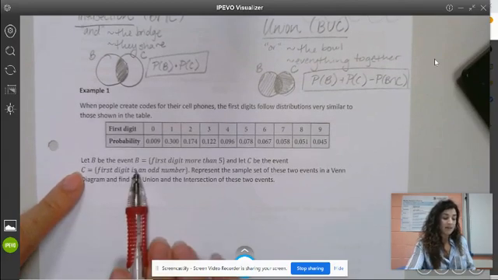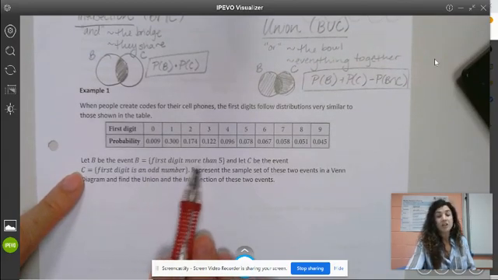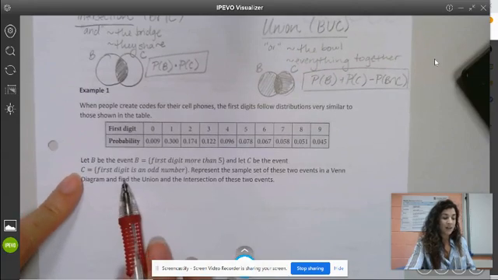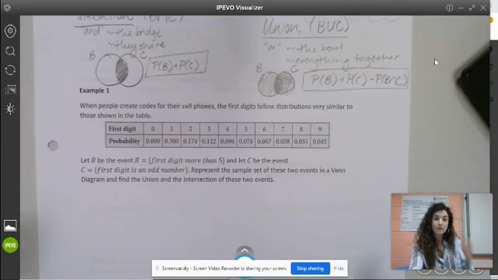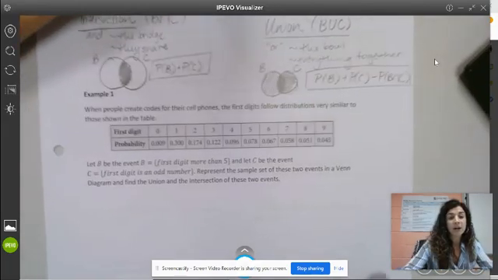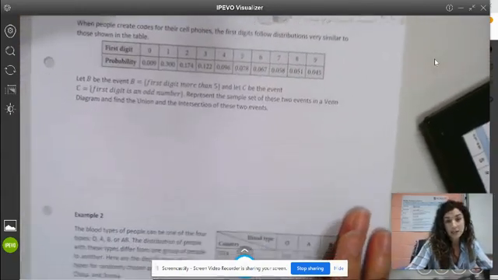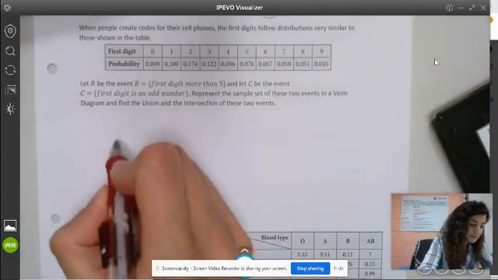Excuse me. Let B be the event where the first digit is more than 5. Let C be the event where the digit is an odd number. And as we talked about above, 7 and 9 satisfy both of those. So there is an overlap between those two sets. Represent the sample set of these two events in a Venn diagram and find the union and the intersection of these two events.